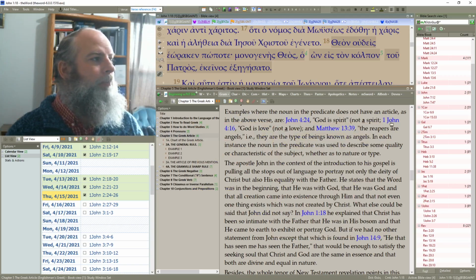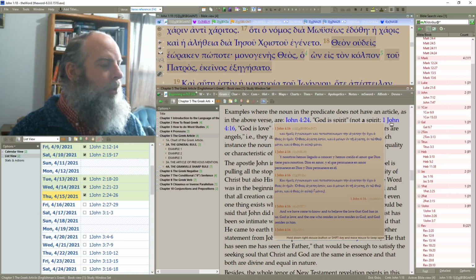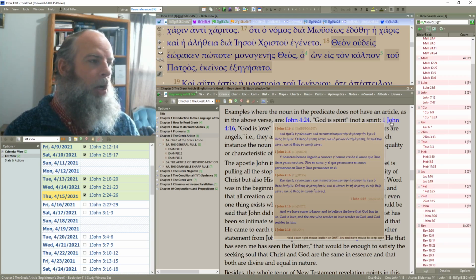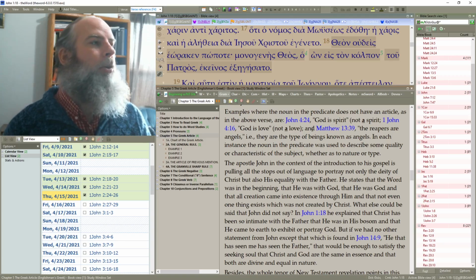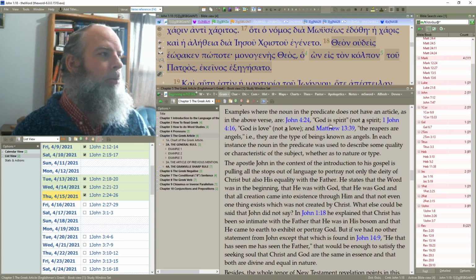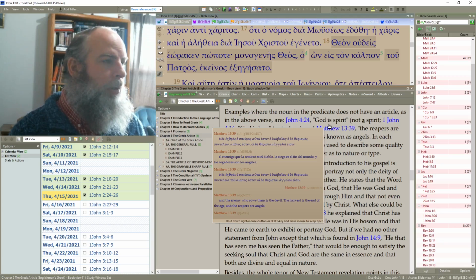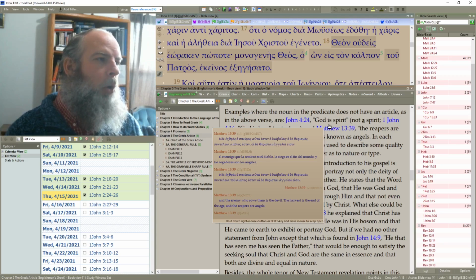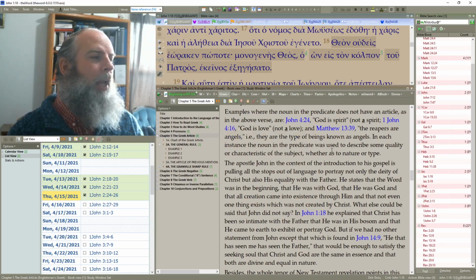1 John 4:16 says this. Let's go down to here. Ho theos agape estin. The God is love. It does not say the God is a love. And Matthew 13:39: the reapers are angels. So we have here, let's see if we can find that. Hoi de therismtai angeloi eisin. The reapers are angels, not the reapers are an angels or something. They are the type of beings known as angels.